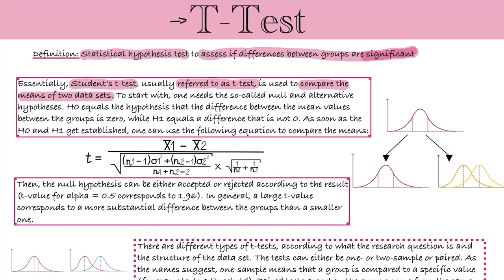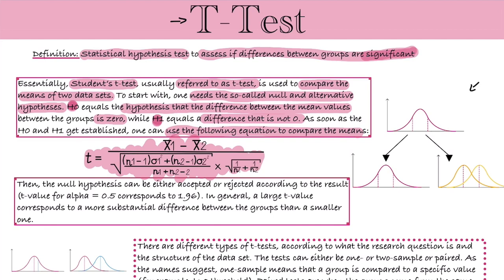First, you have to define your so-called null and alternative hypothesis. H0 equals the hypothesis that the difference between the mean values of those two groups is 0, while H1 means that the difference is not 0. As soon as you have defined those, you can calculate the t-value by using this formula, and I know this looks really complex, but the graph depicts the general principle.